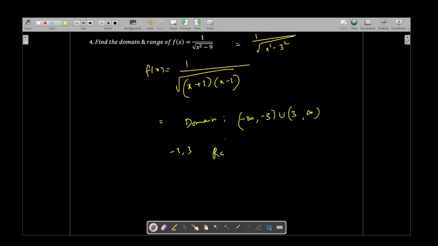What is the range? The range of this function is, see, the curve looks like this. We have minus 3 and plus 3, but at minus 3 it goes to a maximum value of infinity, and at plus 3 also to infinity. It goes like this. The range is 0 to infinity.